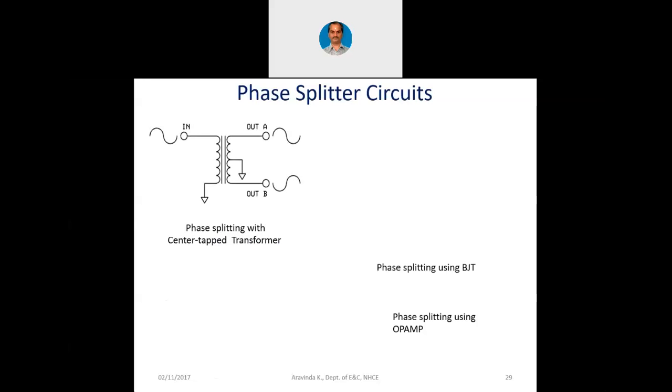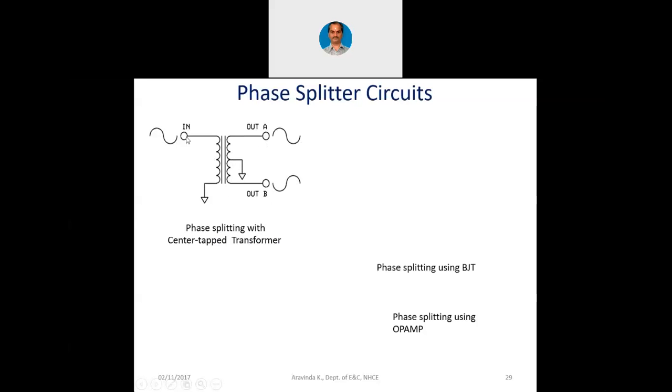You can see this phase splitting with the center tapped transformer. Now, the input is the normal input AC signal, but at the output, you will get two signals like that. One is out A, one is out B with respect to ground. Now, the center tap of the transformer is ground.